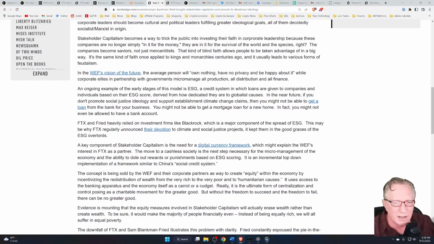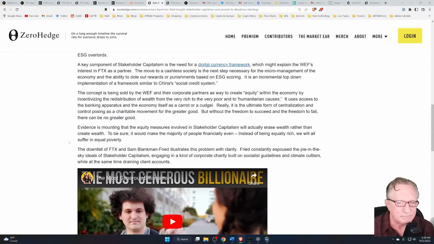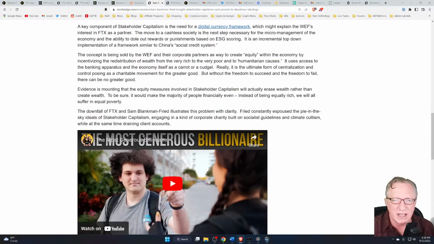FTX and Bankman-Fried heavily relied on investment firms like BlackRock, which is a major component of the spread of the ESG movement. That may be why FTX regularly announced their devotion to climate and social justice projects. It kept them in the good graces of the ESG overlords. You just can't make this stuff up. Bankman-Fried constantly espoused the pie-in-the-sky ideals of stakeholder capitalism, engaged in a kind of corporate charity built on socialist guidelines and climate cultism, while at the same time draining clients' accounts.